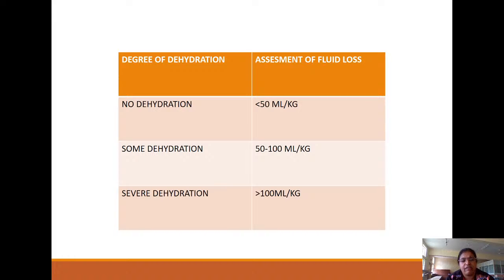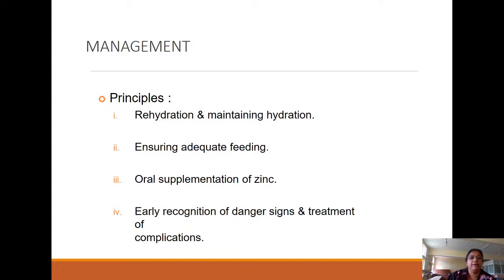Okay, assessment of fluid loss and degree of dehydration. If he is not having much dehydration, he has just come to you with some symptoms, that is category A, no dehydration, the assessment of fluid loss is less than 50 ml per kg. In some dehydration, it will be around 50 to 100, and in severe dehydration, it will be more than 100 ml per kg. So once you have assessed, you are going to manage.